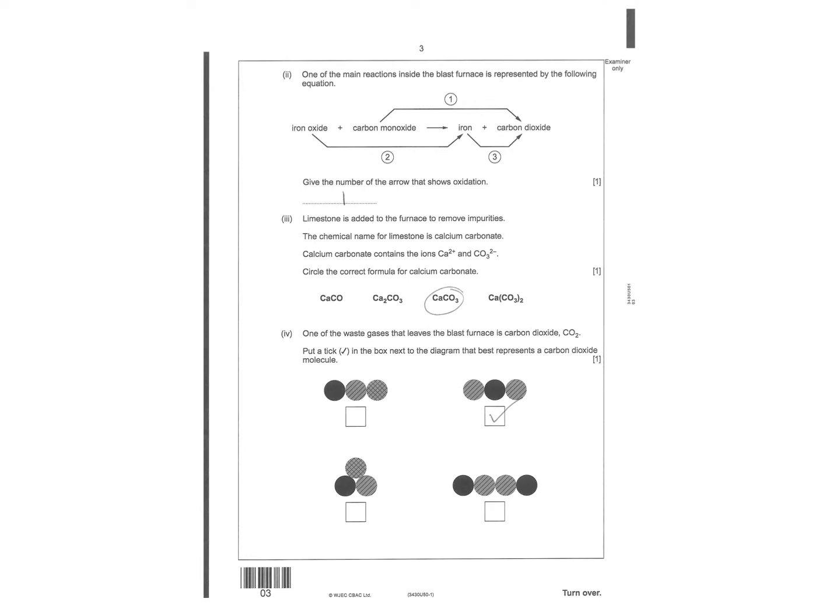Then it says to look at the one that is oxidized. Oxidized is something that gains oxygen. A little bit of a tough question, but this is gaining oxygen, so you're going from CO to CO2.